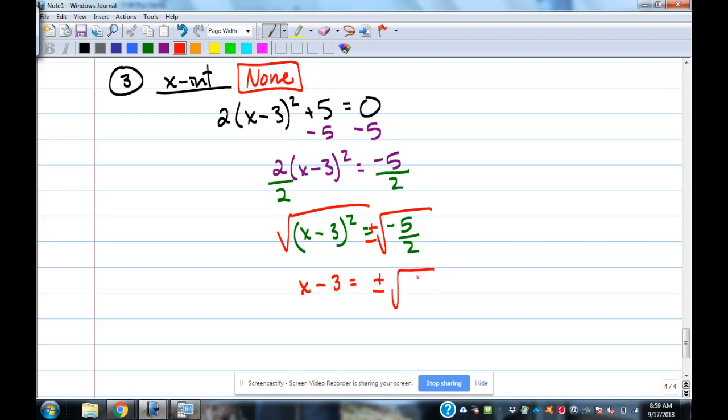Technically, I'm going to put the i in the front because it looks better. We could get the complex solutions out of this by just getting that by itself. 3 plus or minus i.